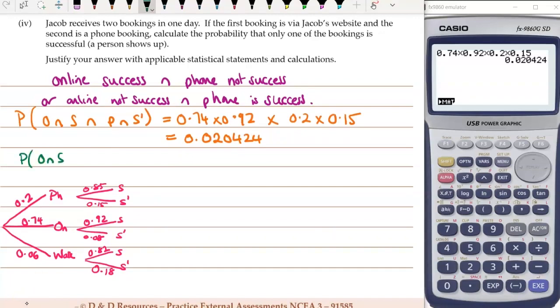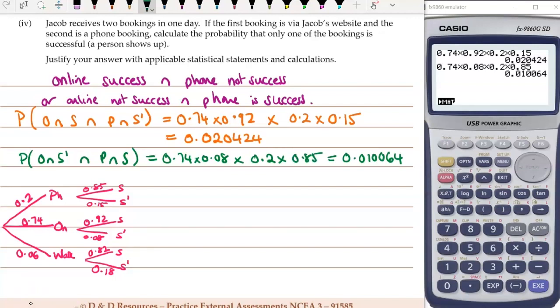Okay, then the other way round of doing it is that we have online not successful and phone is successful. So that's 0.74 times 0.08 times phone is 0.2 times 0.85, making 0.010064. Okay, now let's add them together. And we've got that probability. It's tempting to think that that is done, but we actually have a conditional situation here. So if the first booking is by the website and the second is by a phone booking, we're applying that condition as well.